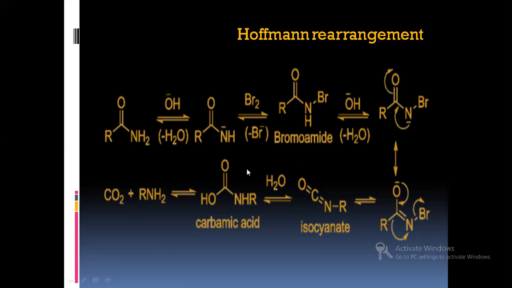Later this zwitterion intermediate, under thermal conditions or upon heating, results in the formation of an amine releasing carbon dioxide. And you can see each step is in equilibrium with the others, that is, it can be reversed back. The entire mechanism can be reversed back.